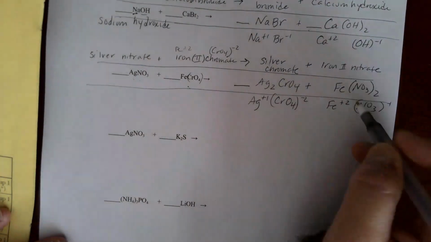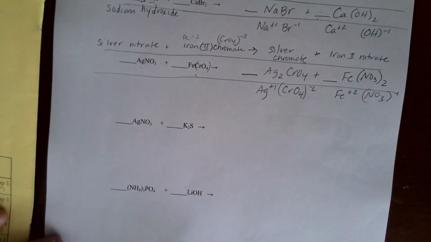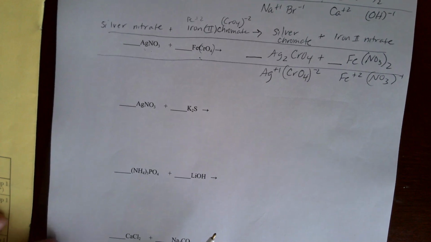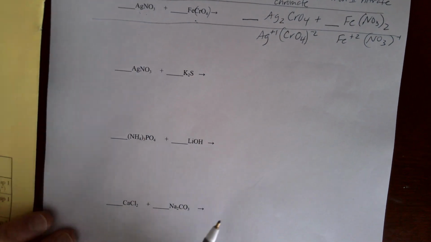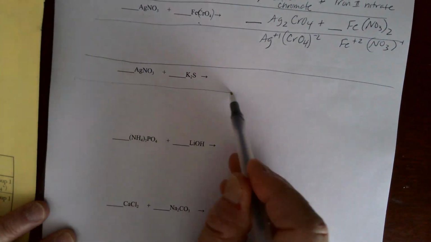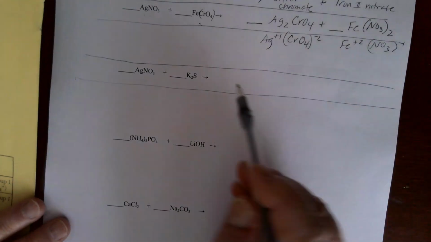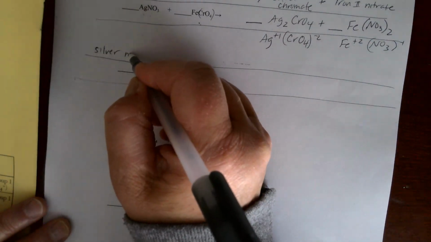All right, we're going to put blank lines in front of those, and then we're going to come back and balance those at a later point in time. We're going to focus on just writing chemical formulas. All right, let's look ahead by protecting the space where we're going to write our chemical formulas. We're going to write the names up above. So this is silver nitrate.